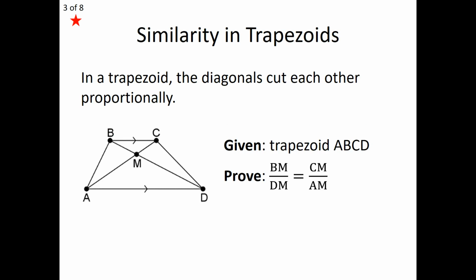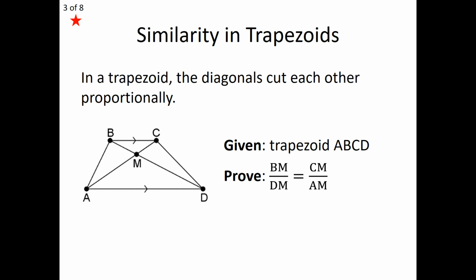Okay, so we begin our application proof section today with our first theorem, showing that there's actually similarity in trapezoids. So here's what's interesting. In a trapezoid, the diagonals cut each other proportionally. Let's take a look at the diagram below. In our diagram, we do have a trapezoid ABCD, and already given to us are the drawn-in diagonals BD and AC, such that they intersect at point M.